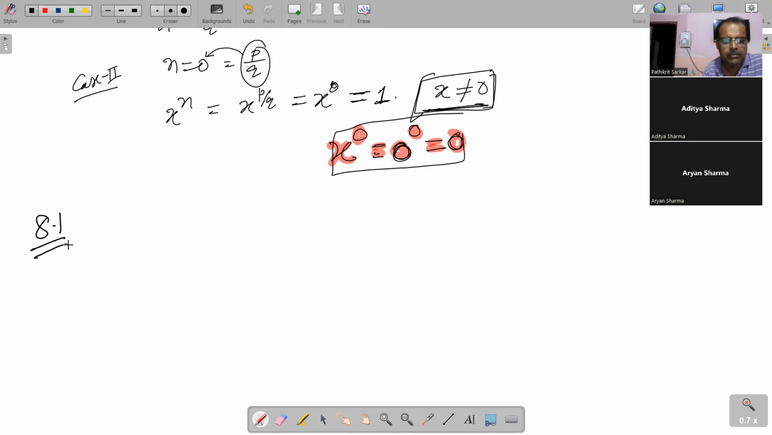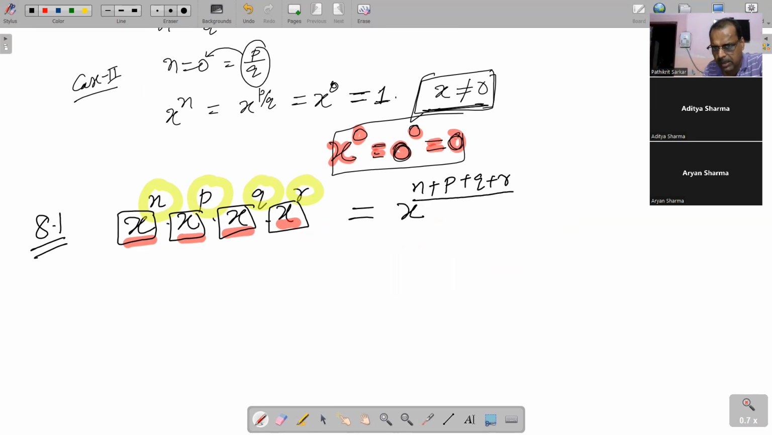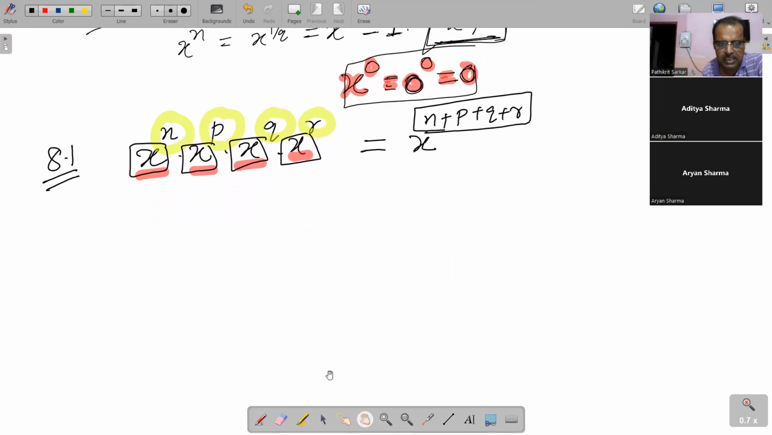Now, another important factor which we write over here is when we are multiplying, for example, x to the power n into x to the power p into x to the power q into x to the power r. You see that all the bases are the same, but the powers mentioned over here may be the same or may be different. But if the base is the same, that is x in each and every case, then we can write it down: the powers will be added. That means n plus p plus q plus r. Clear? So this is the way we can add the powers over here.